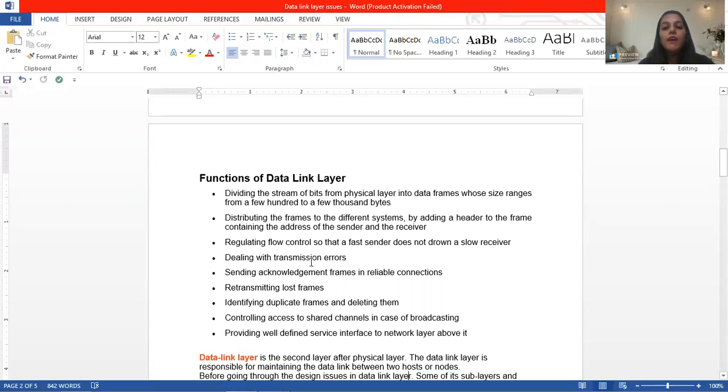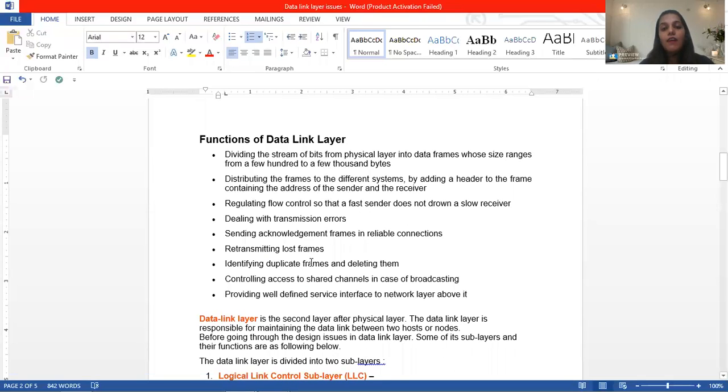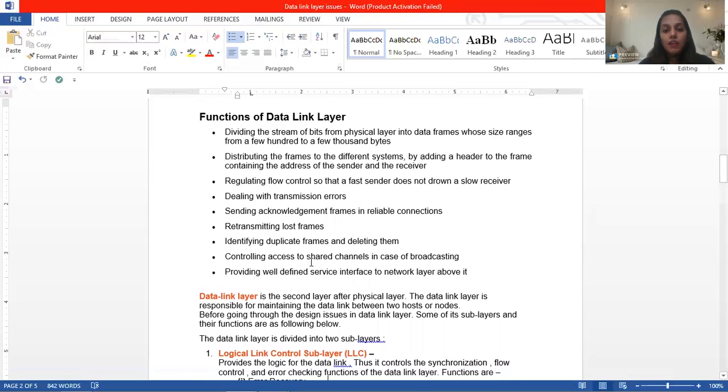We add a header to a frame containing the address of the sender and receiver; in framing we add two things, like the head and the tail bit. Then regulating flow control so that a fast sender doesn't drown a slow receiver. Basically, flow control is about whether the receiver has the capacity to receive that data. And dealing with transmission errors, like an error in data or missing data.